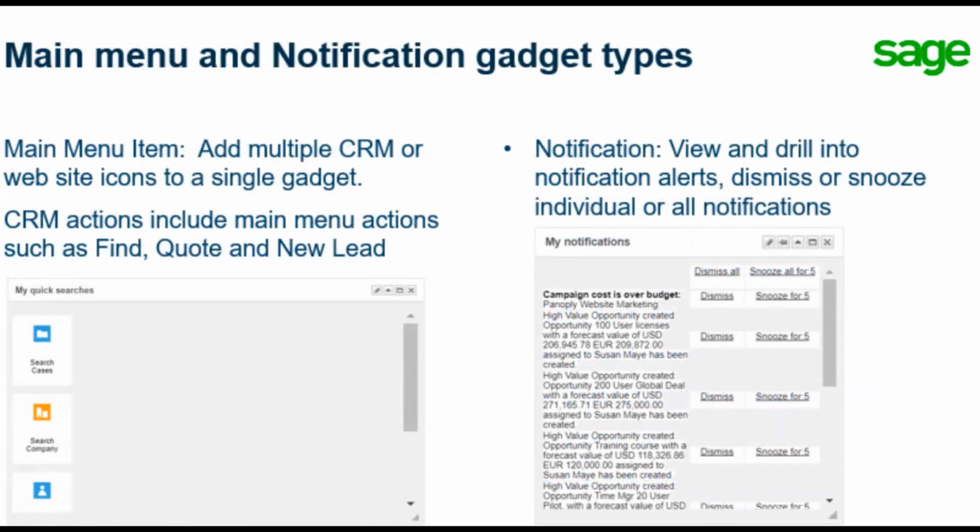The main menu and notification gadget types. With the main menu gadget, a user is able to add a number of CRM or website icons to one gadget, creating a powerful multi-purpose gadget. The notification gadget gives the user the ability to not only view their notifications, but also dismiss or snooze them without navigating away from their dashboard.